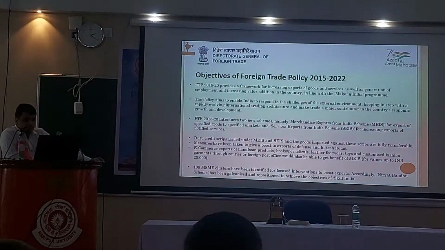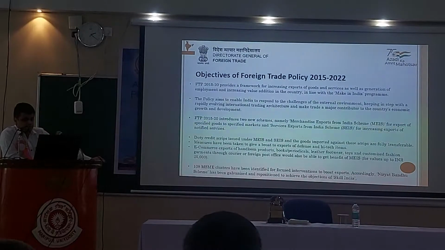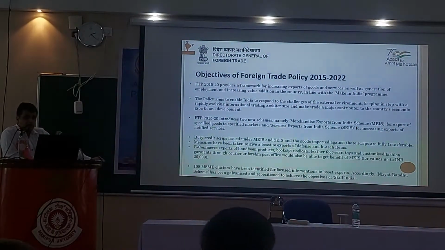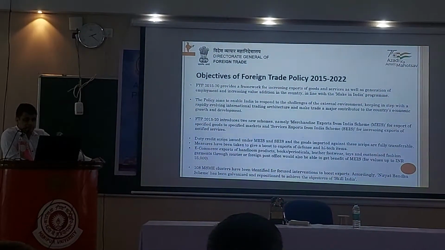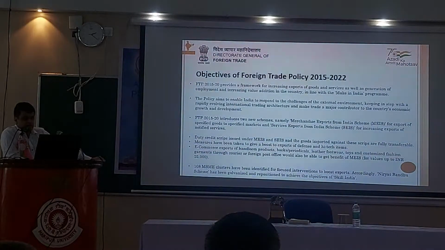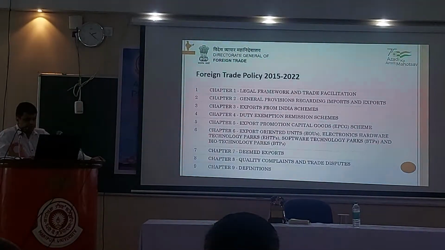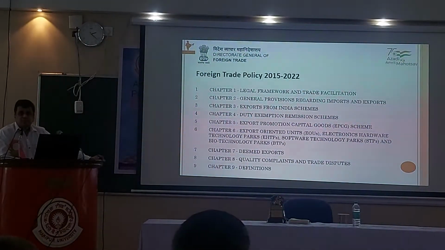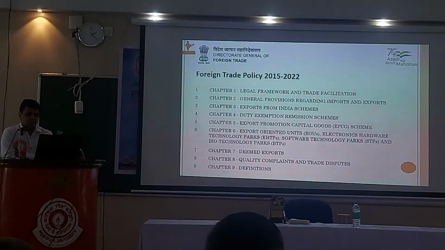Then various measures have been taken to boost exports of defense and high-tech items from India. An e-commerce policy is also in the making and will be notified very soon. And 108 MSME clusters have been identified for focus on exports. So this is the basic foreign trade policy. It is divided into various chapters.